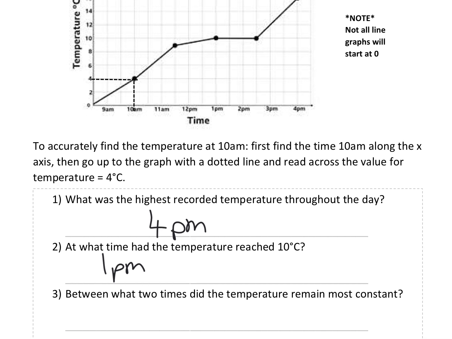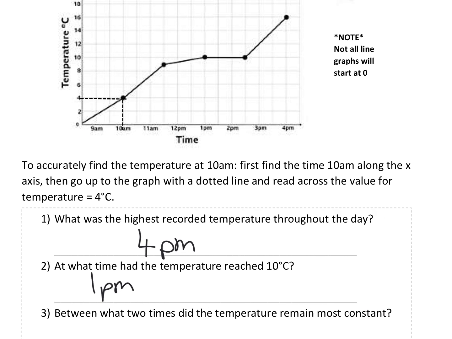And then finally, between what 2 times did the temperature remain most constant? Constant means that it doesn't change. So if we look at the graph here, the temperature was 0 and then 4. From the next to it was 4 and then 9. Next it was 9 and then 10. The next block it was 10 and still 10. And the last block it was 10 up to 16.